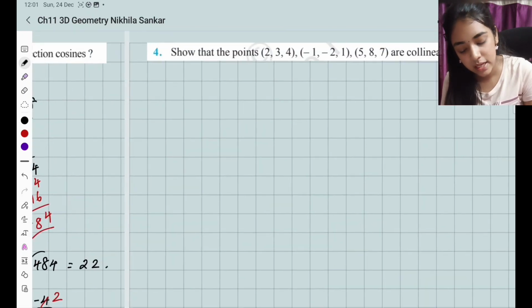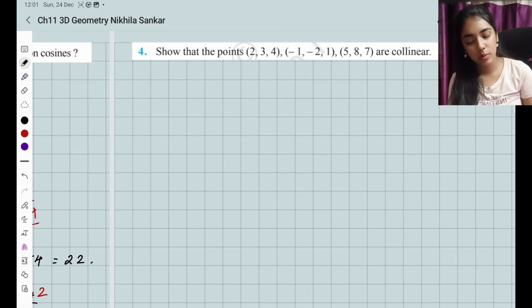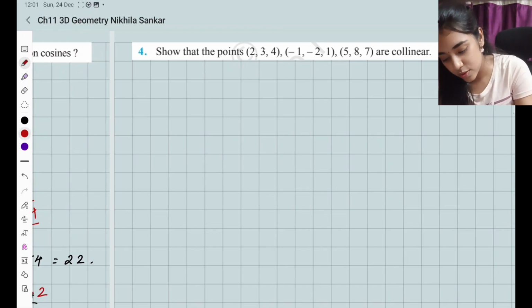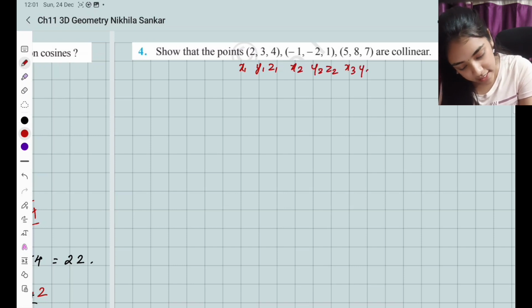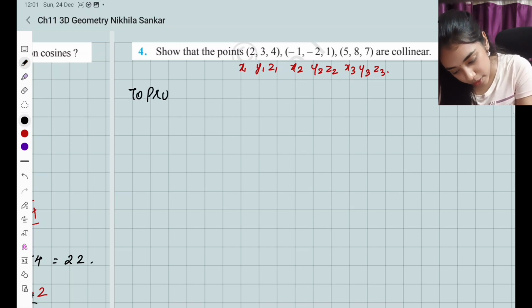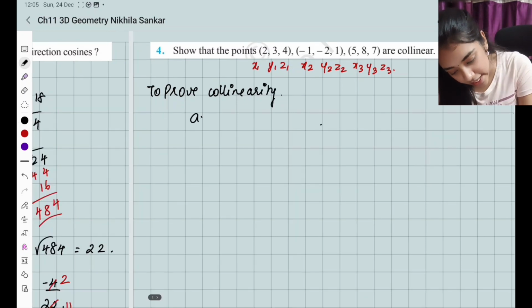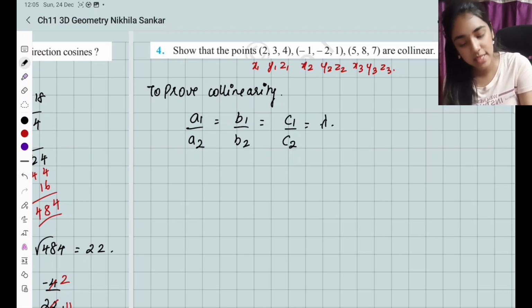Okay? Now, question number 4. Show that the points are collinear. இதே மாதிரி example ஒரு question போட்டிருக்கேன். So, அதுல என்ன போட்டிருக்கேன்? So, I have the points to be x1, y1, z1, x2, y2, z2 and x3, y3, z3. So, to prove collinearity, நம்ம என்ன பண்ண போறோம்? To prove collinearity, I have to prove that A1 by A2 equals B1 by B2 equals C1 divided by C2. Okay. So this has to be some constant lambda.